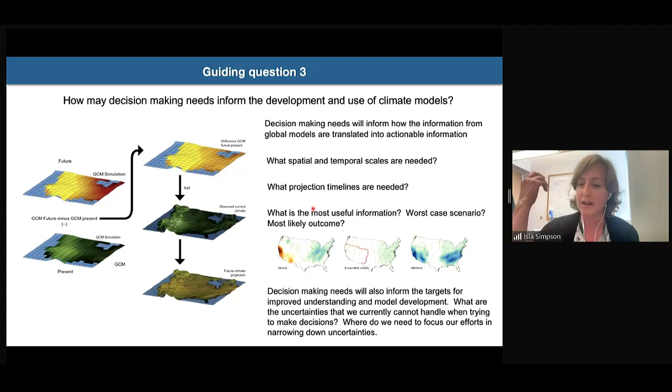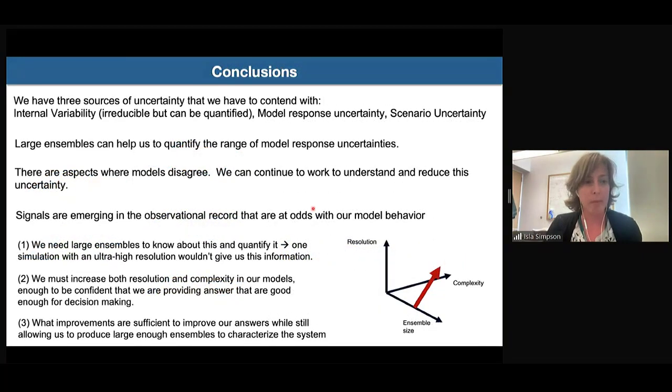And then I think the decision-making needs should also inform the targets for improvements in model development. What are the uncertainties that we currently cannot handle when trying to make decisions? If the Four Corners decision makers are totally fine with that range of uncertainty in precipitation, then maybe that's not the focus. But if it really matters a lot to narrow down this range of precipitation projections, then that's what we need to do. So I'm probably out of time. I will maybe just leave my conclusions up there and happy to take any questions.